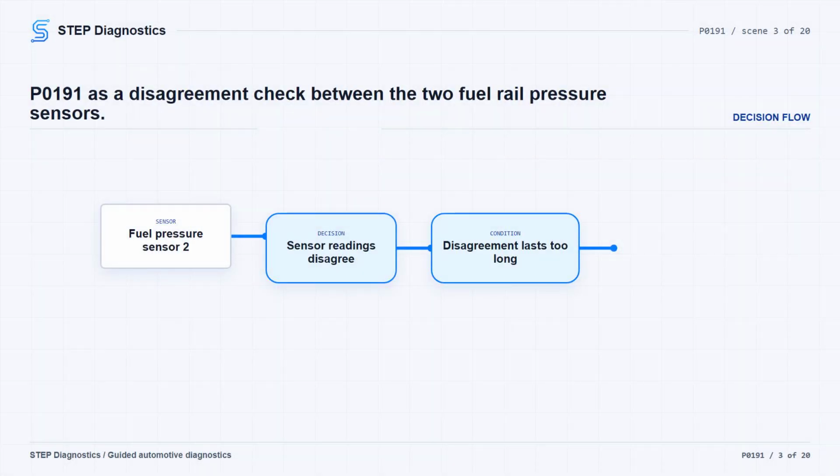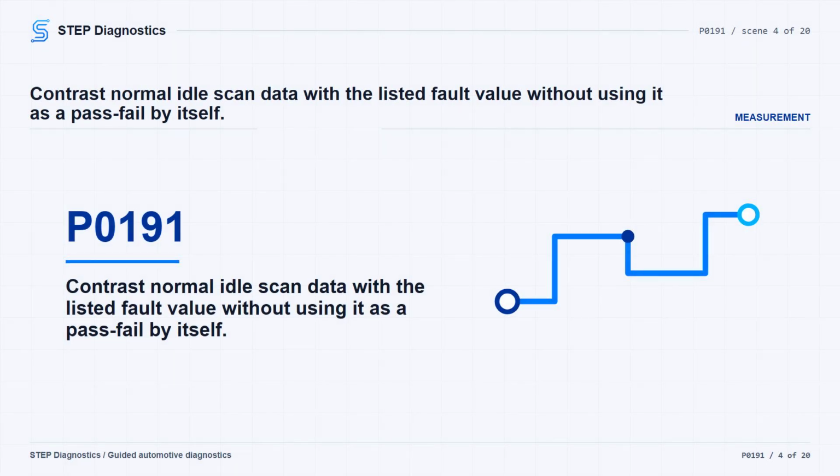For P0191, treat the running conditions as monitor gates. The check runs with fuel rail pressure in a steady state, ignition on, and then continuously after the conditions are met. The code is looking at the difference between fuel rail pressure sensor 1 and fuel rail pressure sensor 2. If that difference is greater than a predefined value for greater than 2.6 seconds, P0191 can set.